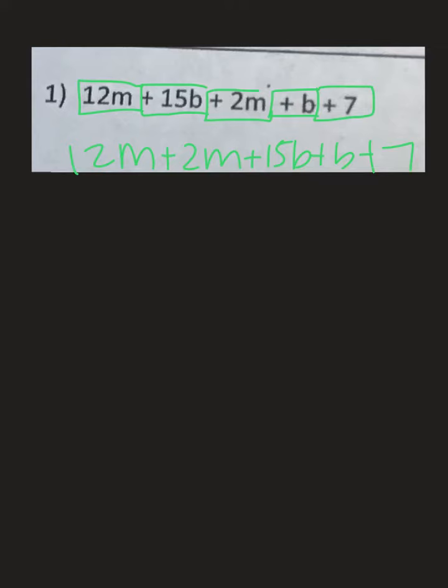So I put my m's together and I put my b's together, and then we've got 7, which is kind of solo at the end. Okay, so now I'm going to look at just my m's, my first pair of like terms, and I'm going to combine them. 12 and 2 would give me 14m.